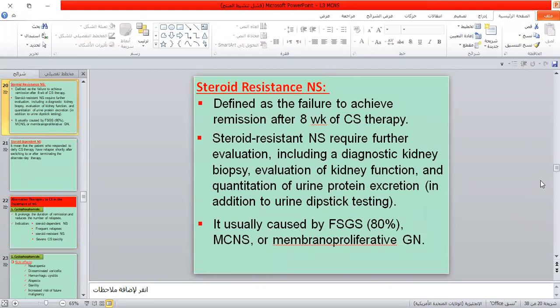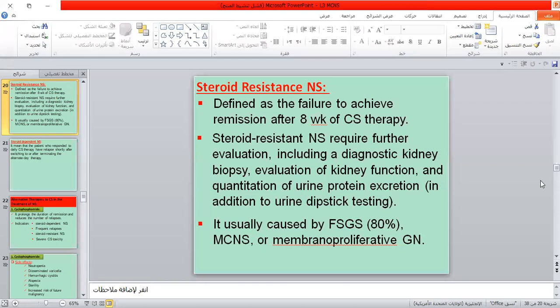زين. شلون أعرف الستيرويد ريزيستنت نيفروتيك سيندروم؟ هو failure to achieve remission after 8 weeks of the corticosteroid therapy. ومن الساعة قلت steroid response إذا achieve remission within 4 weeks of the corticosteroid therapy. هنا أطول ل8 أسابيع، إذا ما عنده ريسبونس أقول هذا البيشنت steroid resistant.